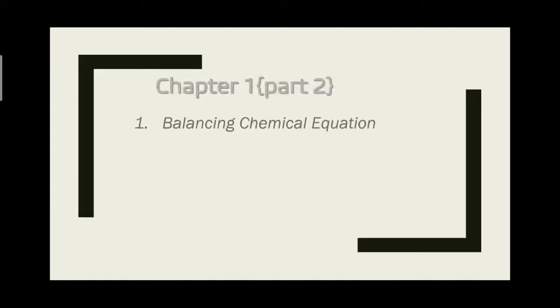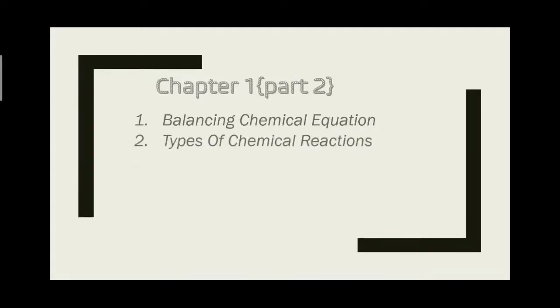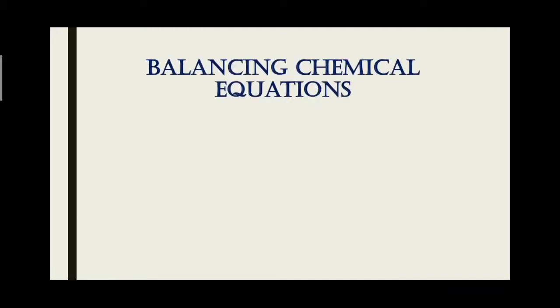So now we are going to start chapter number 1 part 2. Let's consider what topics we are going to cover in this video. First, balancing chemical equation. Second, types of chemical reactions. Third, corrosion. Fourth and last, rancidity. So let's start the video with the first topic, balancing chemical equation.